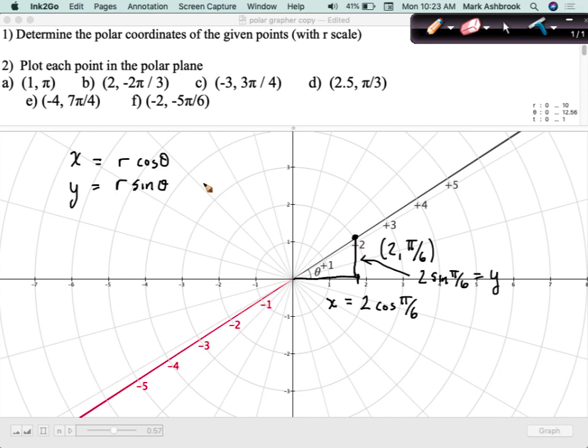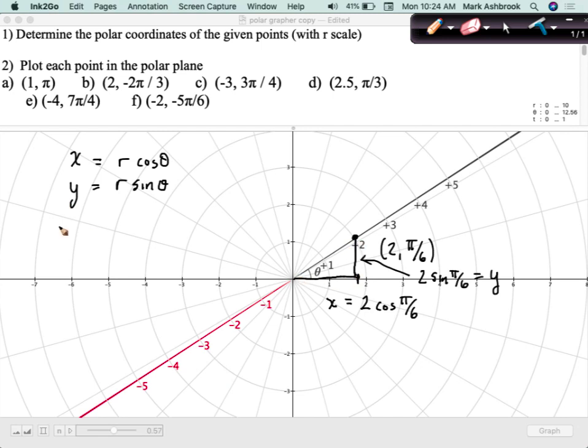If we're transferring back and forth between Cartesian rectangular coordinates and polar coordinates, usually you're dealing in one or the other, but if you want to make the switch, here's how you would switch from polar to x and y. And if I was given x and y and I needed r, how would I get r given x and y?